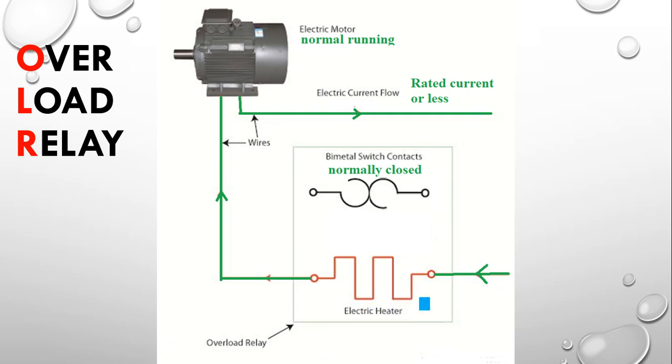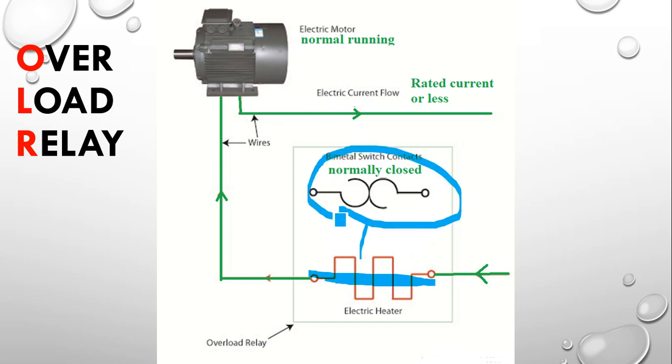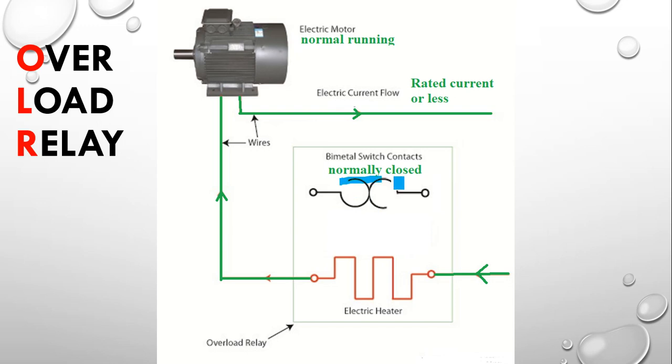The heater will be a small wire of resistance that will be getting heated up. Under normal condition, heat will be there, but not much. Small heat only will be there. Under that condition, there is a bimetal switch contact. Normally it is closed. Under the small heat, it will not open up. So this is under normal condition.